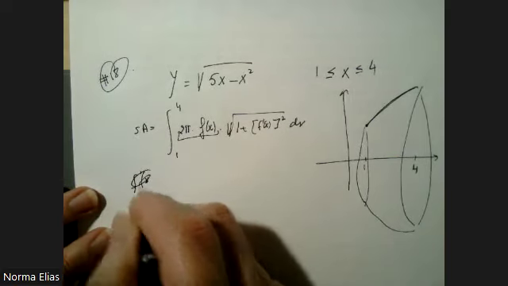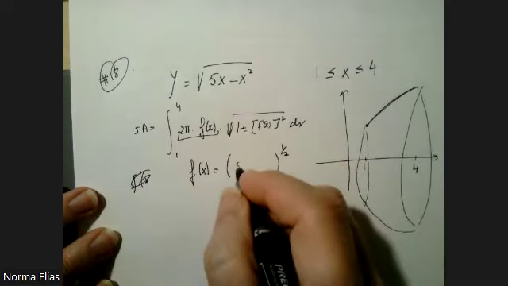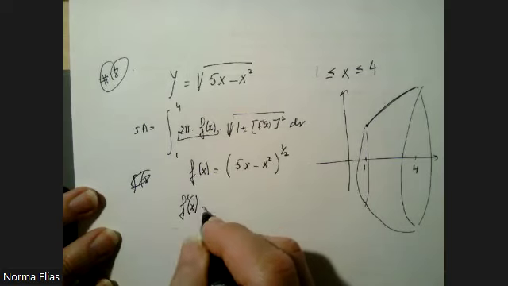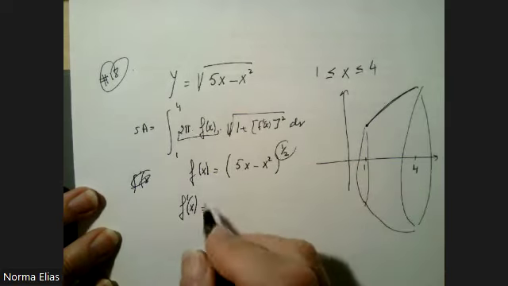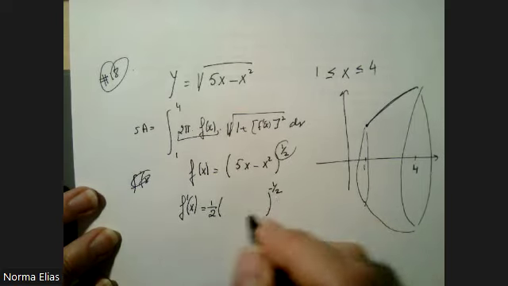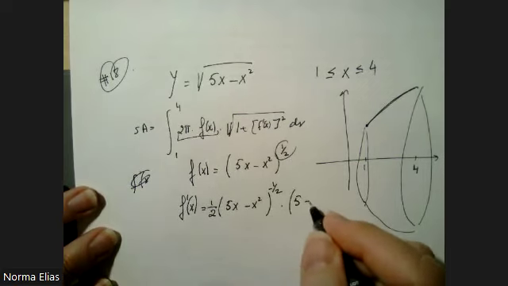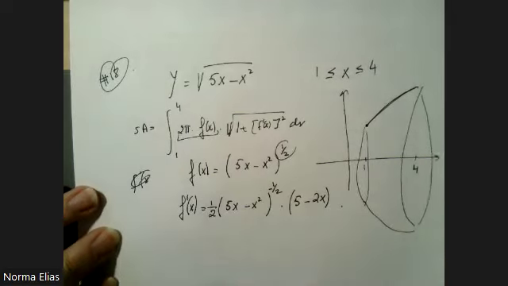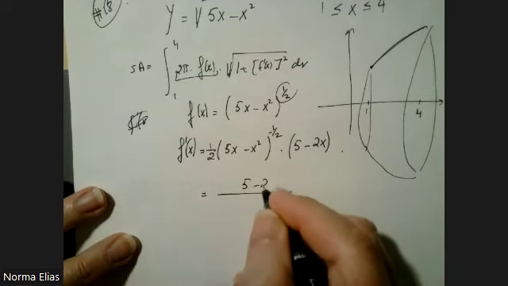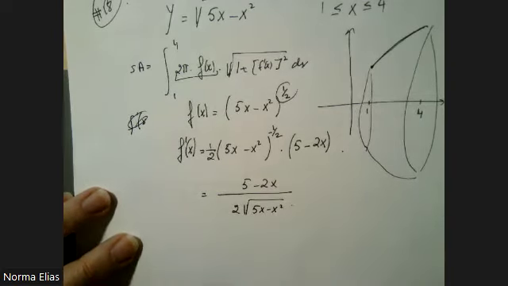So I have to start by finding the derivative. So let me write my function again. That's the square root of 5x minus x squared. So first, differentiation. Okay, typical chain rule problem. It's a half, whatever I have to the power of a half minus 1, times the derivative of what's inside, which is 5 minus 2x. So this is equal to 5 minus 2x over 2 times the square root of 5x minus x squared.